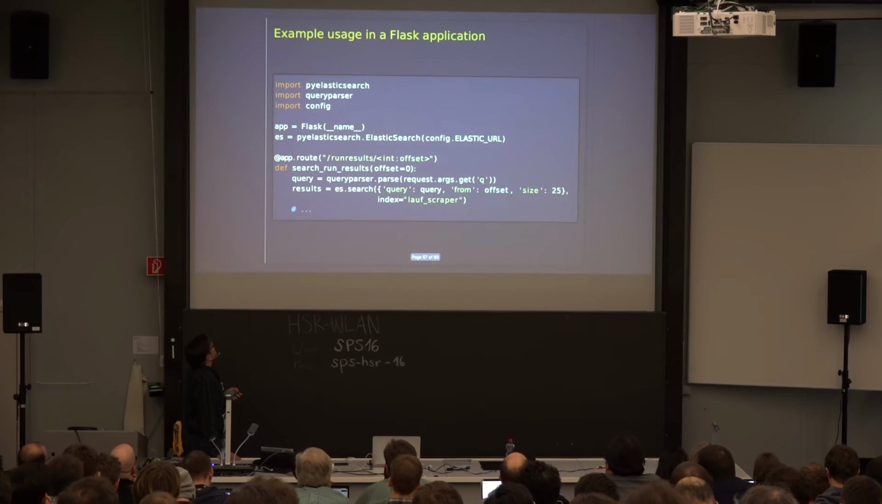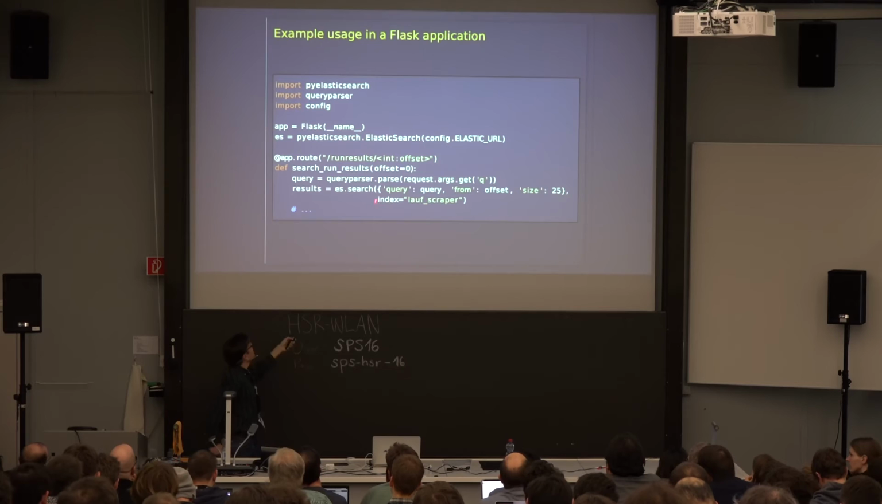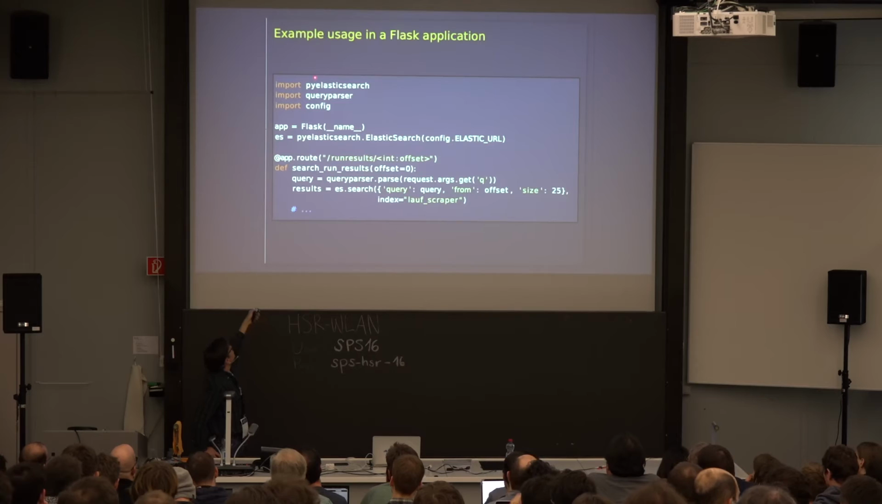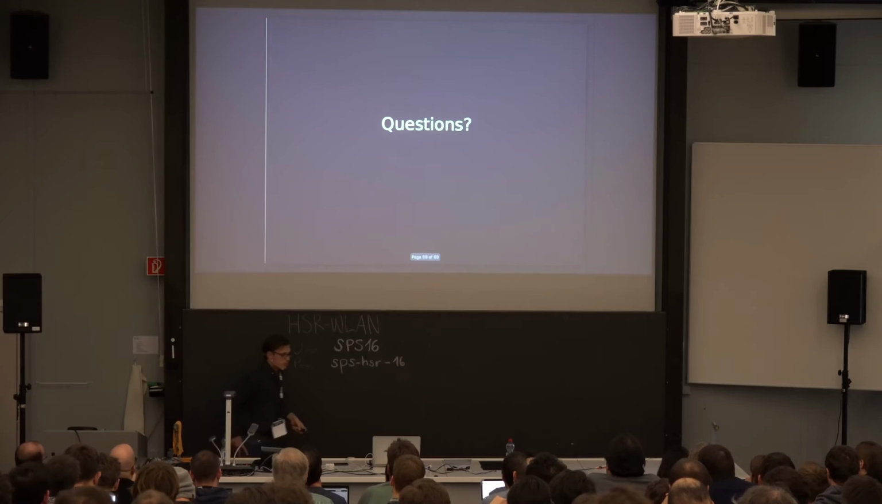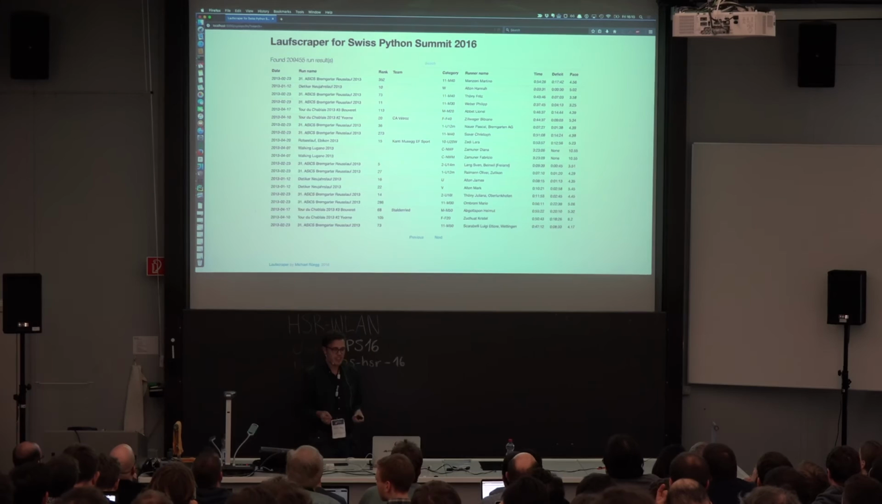So finally, we get the search expression, we parse it, we generate the query DSL for Elasticsearch, and we use PyElasticsearch to execute the actual search. Elasticsearch allows us to define an offset and a number of results. I just shortly want to give a demonstration. This is not production ready. It's just an example we did to play with the data.